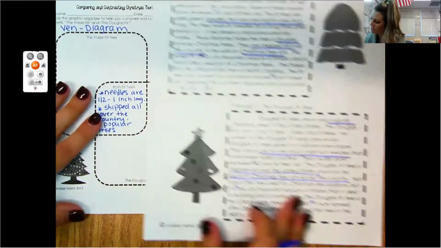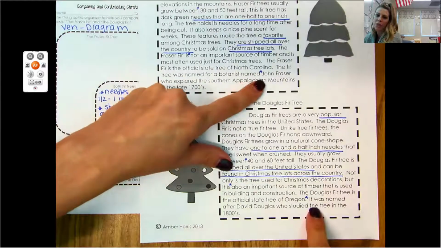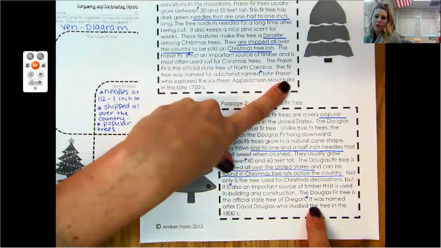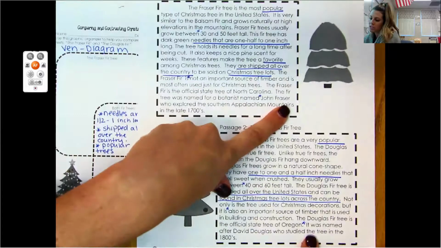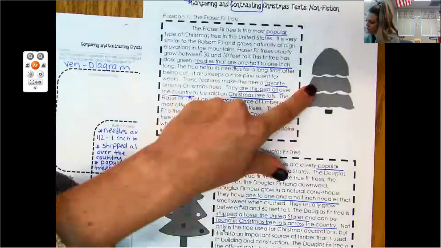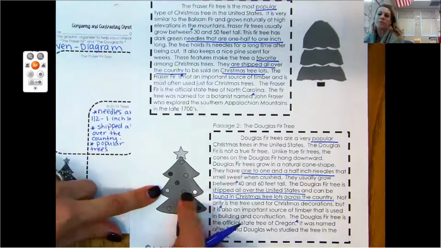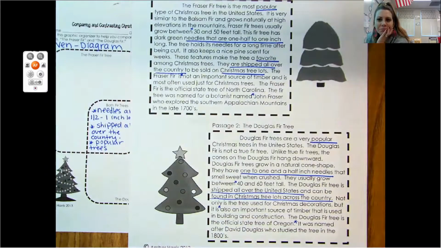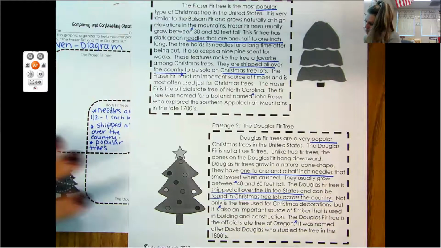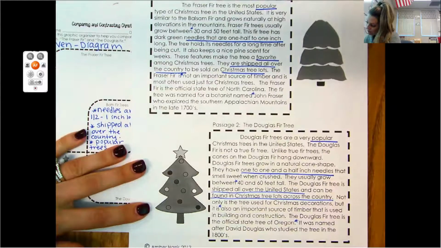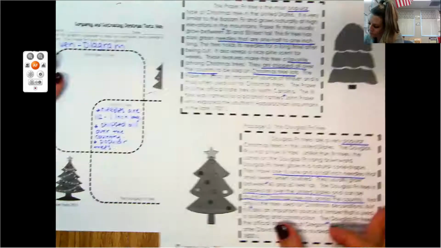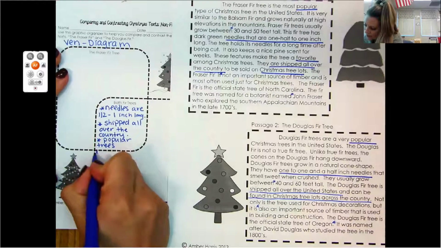How would these be the same? Remember how we talked about the tree is named after John Fraser, and the Douglas fir is named after David Douglas? How would that be the same? We know it's different, but how could it also be the same? They are both named after a famous person, right? They are both named after like explorers. Let's just add that one.